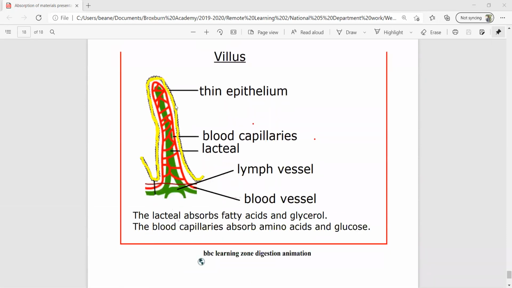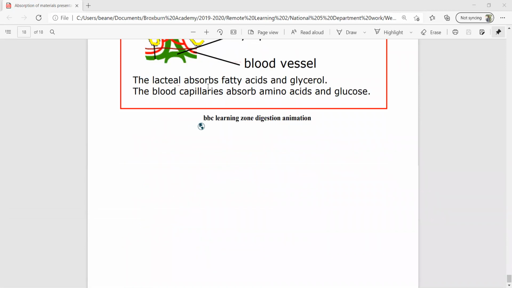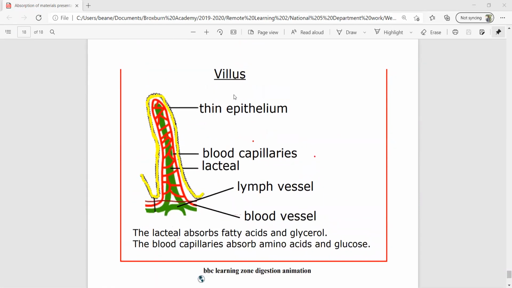Here's the other picture of it. So this just gives you a slightly better view of the lacteal, which is part of a different system that takes away our fat materials. That's the lymph vessels. We'll not go into any more detail on that at National 5. That's Higher Human. But the blood capillaries, which you can see surrounding that, they take away the useful amino acids and glucose. Okay, so that is it for this topic.